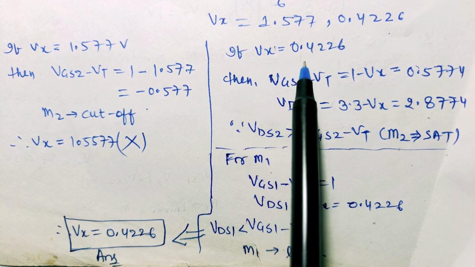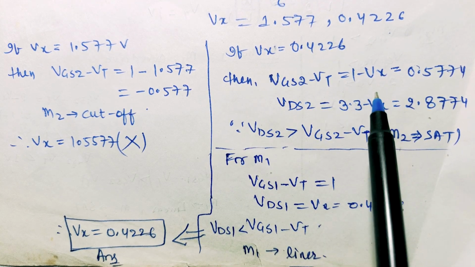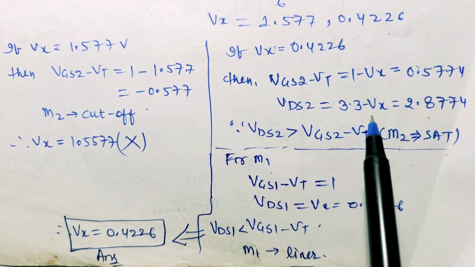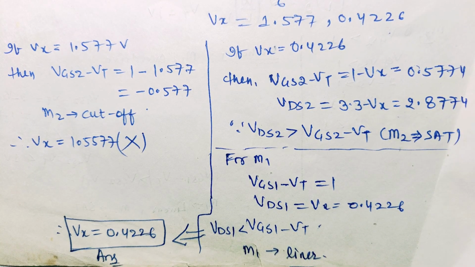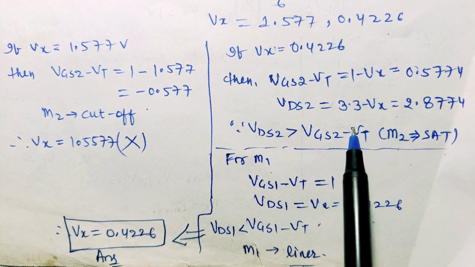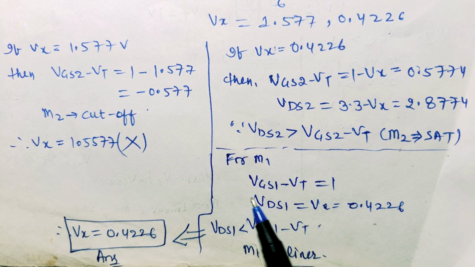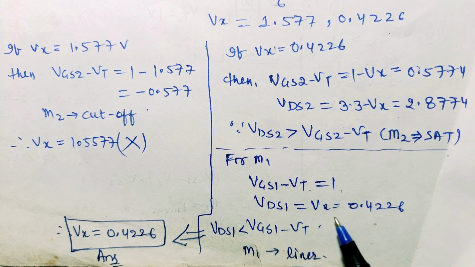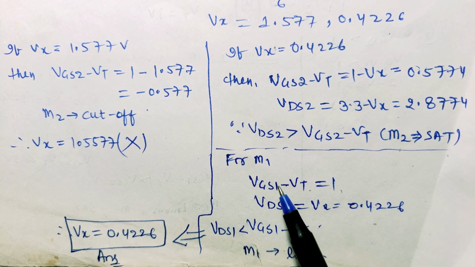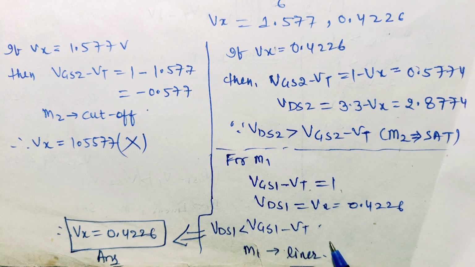If we take Vx equal to 0.4226, then VGS2 minus VT, which is 1 minus Vx, is 0.5774, and VDS2 is 3.3 minus Vx, which is 2.8774. So the drain to source voltage is greater than the overdrive voltage, and M2 is in the saturation region. For M1, the overdrive voltage is 1 volt and the drain to source voltage is 0.4226. This drain to source voltage is less than the overdrive voltage, so M1 will be in the linear region. This also matches our initial conditions.